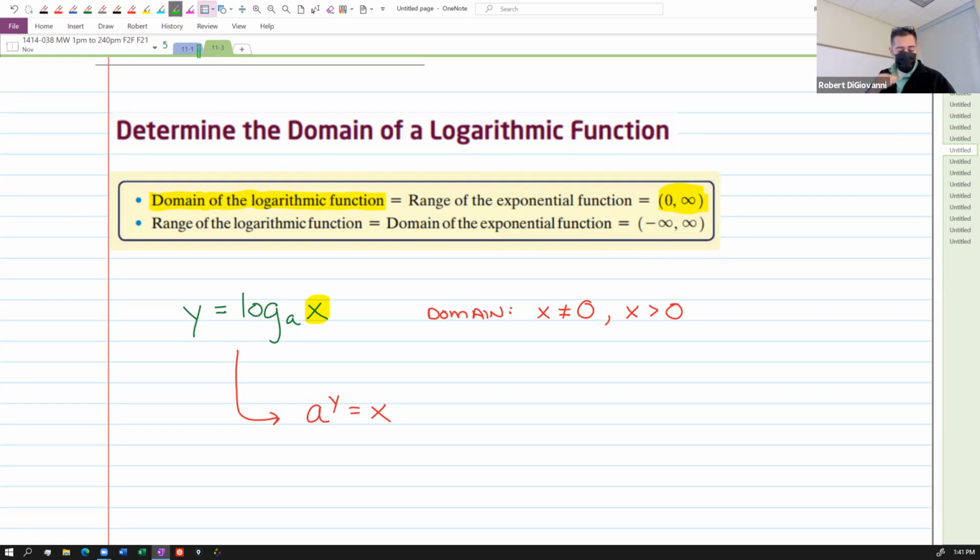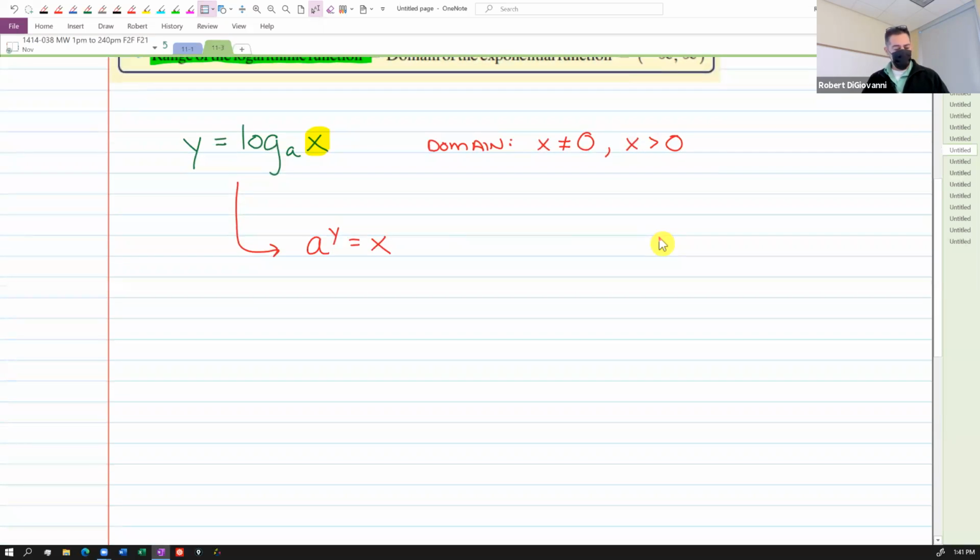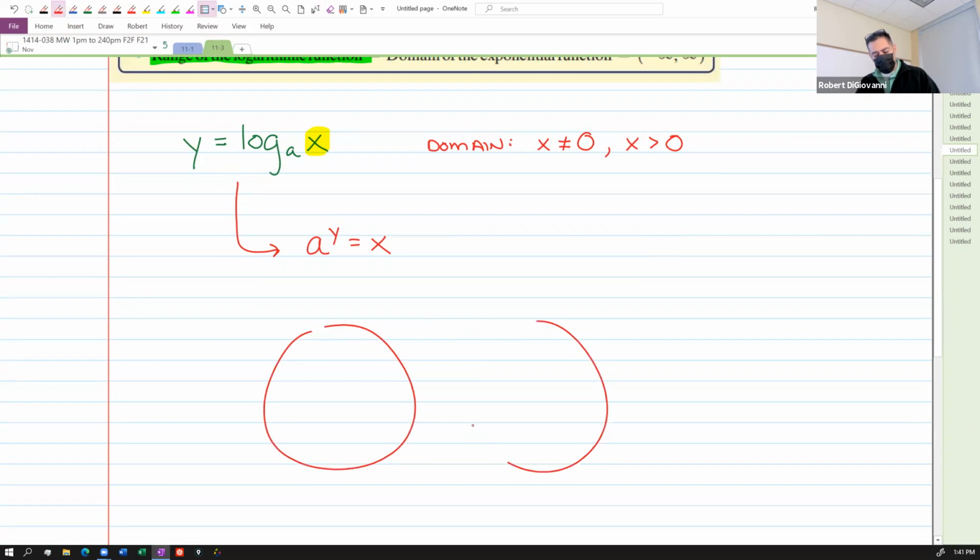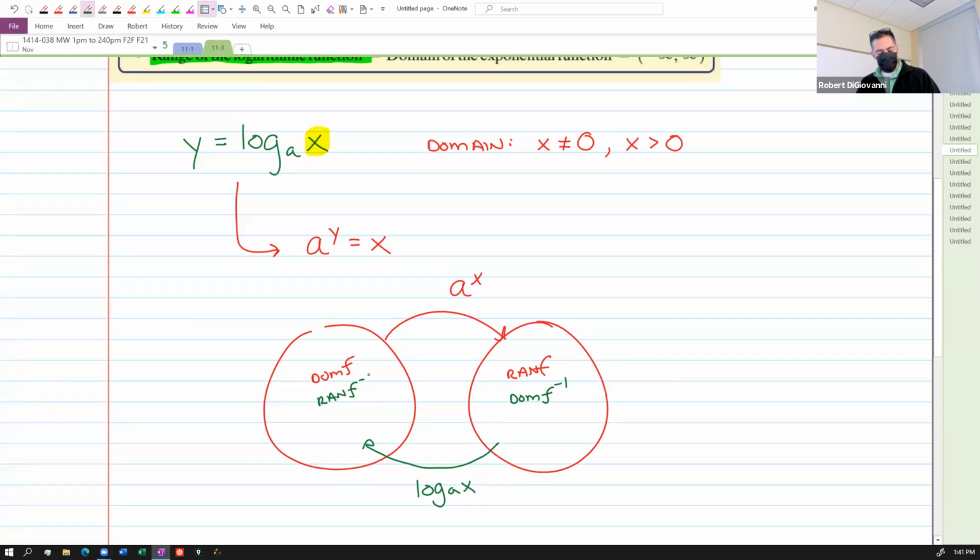Also, the range, what comes out of a logarithmic function, is everything. Now, the reason why it's everything, and this goes back to the picture from earlier in the class, if we have an exponential function, a to the x, whatever the domain and range of this function are, the inverse function, which is this log function, that undoes it, has the domain and range switch places.